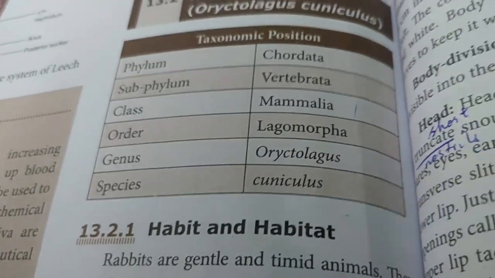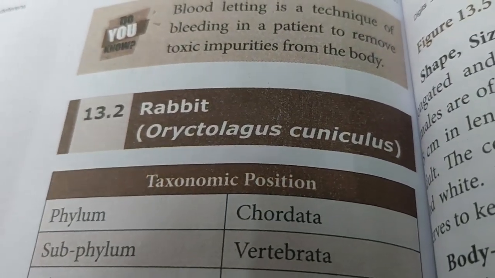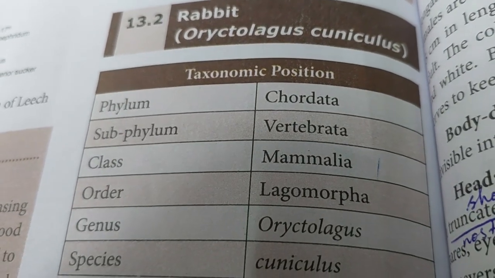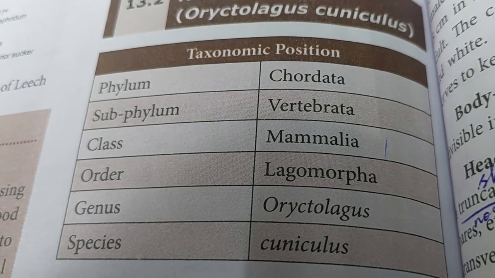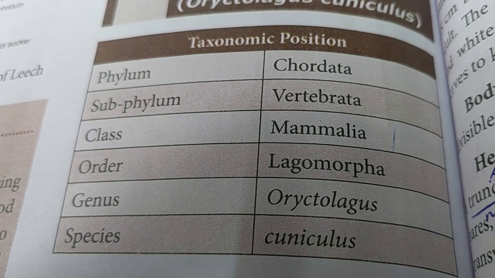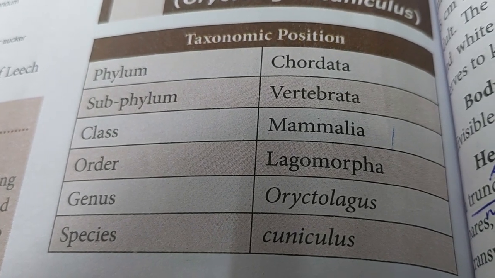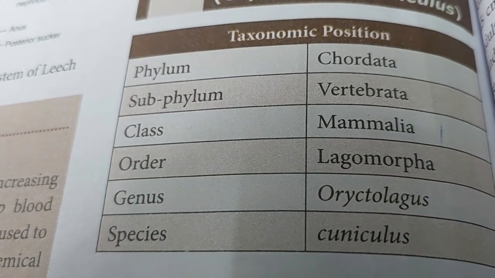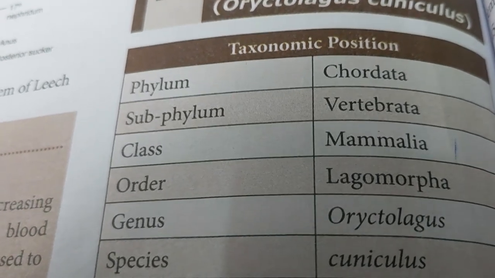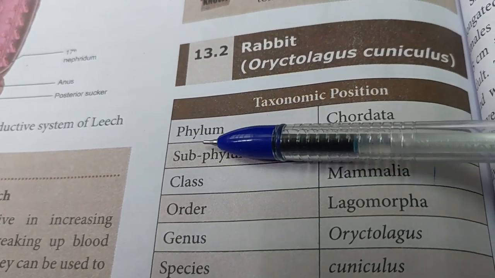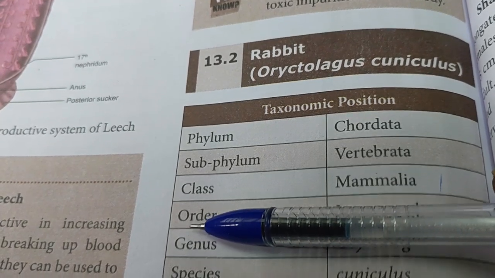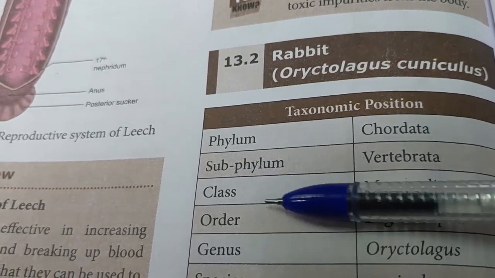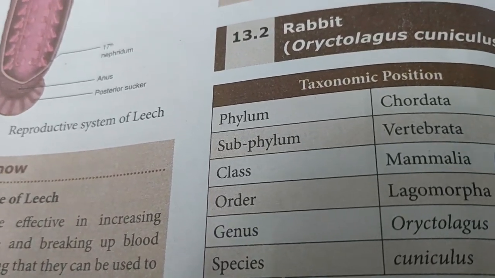Coming to next topic, rabbit, Oryctolagus cuniculus. Taxonomic position: phylum Chordata, subphylum Vertebrata, class Mammalia, order Lagomorpha, genus Oryctolagus, species cuniculus. Children, do you remember this? Phylum, class, order, genus, species. To remember: first kingdom, king, priest, class, one, genius, student. Key words, learning point. Okay, so this is the order you can learn.